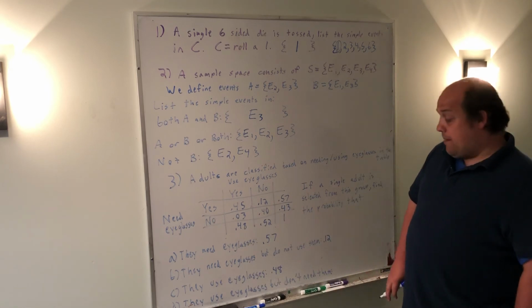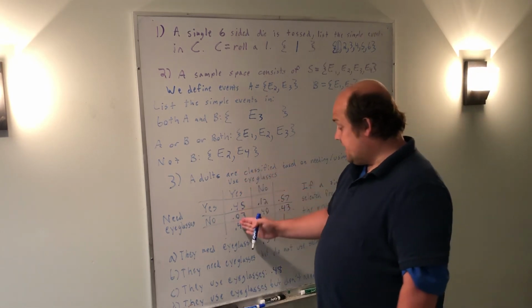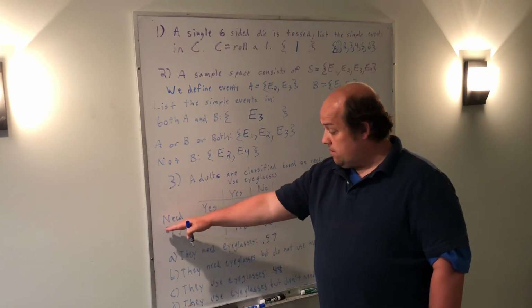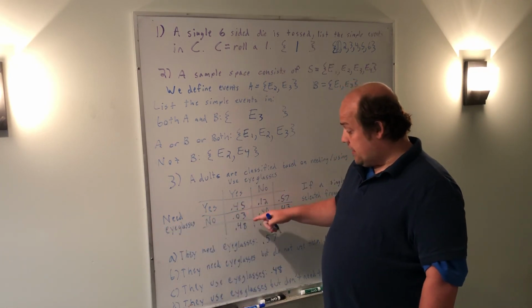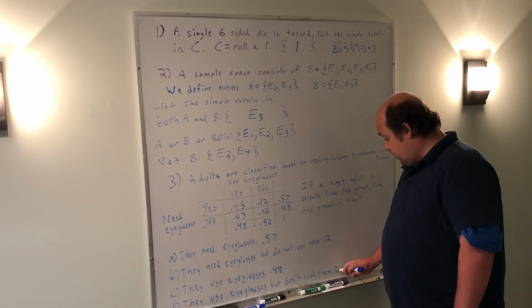D asks what's the probability they use eyeglasses but don't need them. So we're looking for yes, use eyeglasses, meaning no, they don't need eyeglasses. That's this single cell right here, which has probability 0.03.